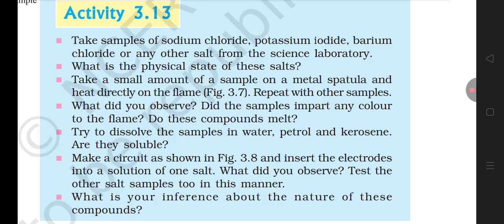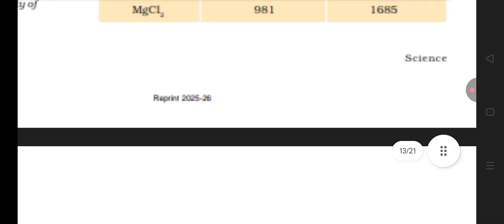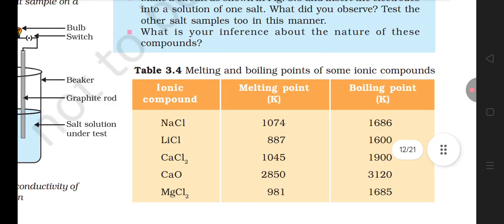First of all, the melting points and boiling points of some of these compounds are given, so we'll quickly see them. NaCl: melting point is 1074 and boiling point is 1686. Lithium chloride: melting point is 887 and boiling point is 600. Calcium chloride: melting point is 1045 and boiling point is 9900. Calcium oxide: melting point is 2850 and boiling point is 3120. Magnesium chloride: melting point is 981 and boiling point is 1685. I hope you understood this.